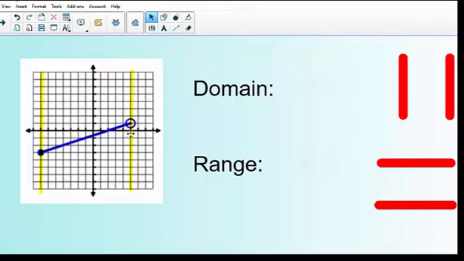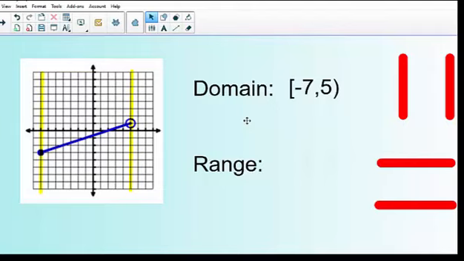What we have to think about is, do I use a bracket or do I use a parentheses? For the -7, it's a closed circle. When it's a closed circle, what do I use? A bracket or a parentheses? That's right. When it's a closed circle, we're going to use a bracket. If it's an open circle, we're going to have a parentheses. So we should write our domain like this: a bracket, -7, comma, 5 with a parentheses. That's how we find the domain looking at a graph.